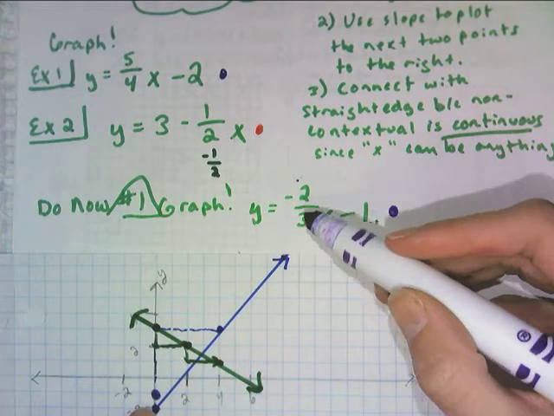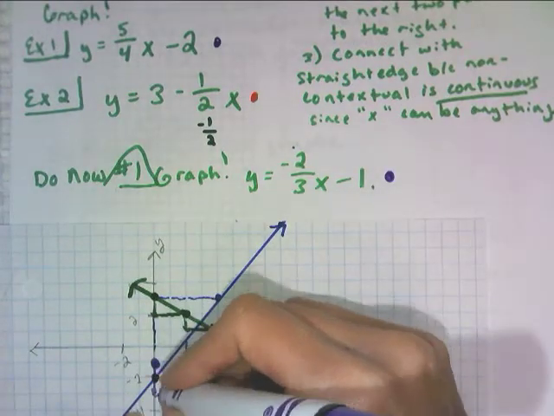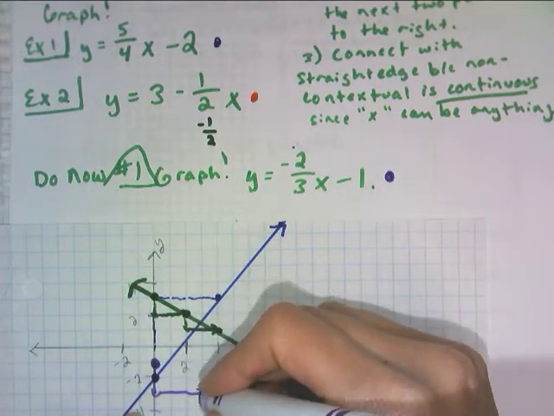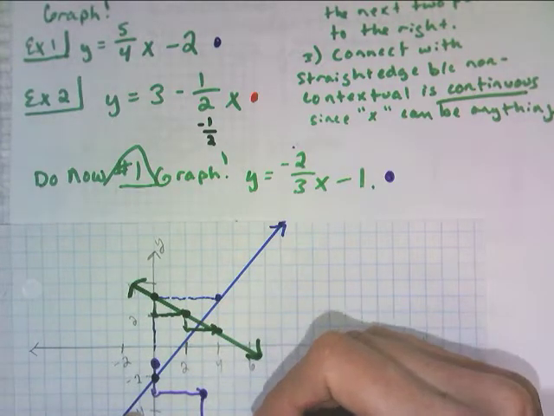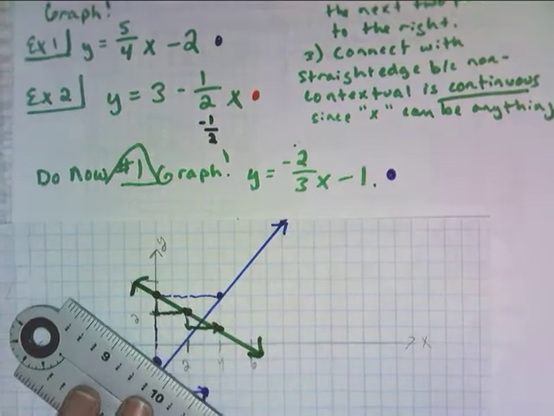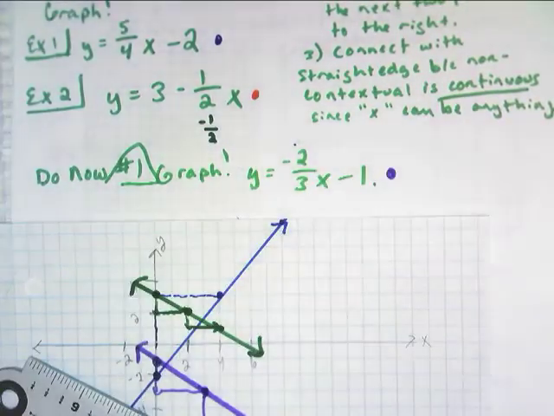And then the line is going to decrease 2 and then run 3. So decrease 2, run 3 means you have a point here. Decrease 2, run 3, you have a point here. And you're going to connect it with the straight edge. So you have a line that goes like this.